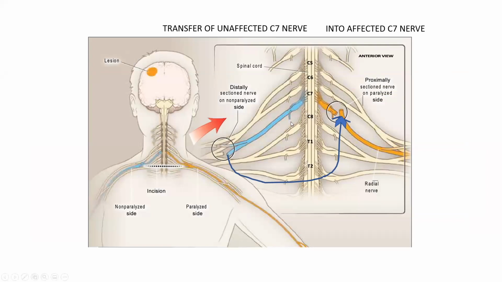Now I'm going to give a little background to the next case. The next case is a transfer from the unaffected C7 nerve to the affected C7 nerve. So here's a lesion in the right brain, and the right brain goes to the left arm. So that's the orange and orange. The right brain controls the left arm, and this blue is cervical spinal nerves coming out, especially the C7 root, and it's going to be transferred over to the root on the paralyzed side.